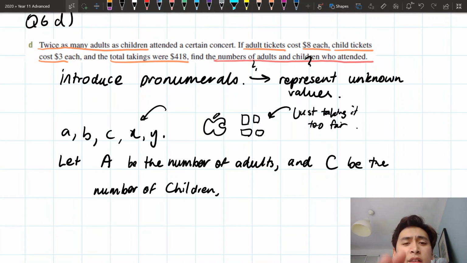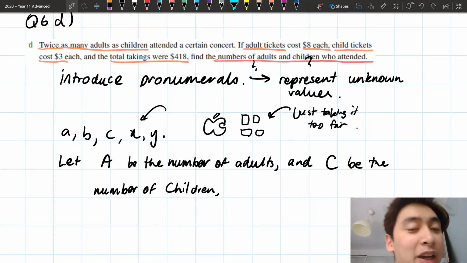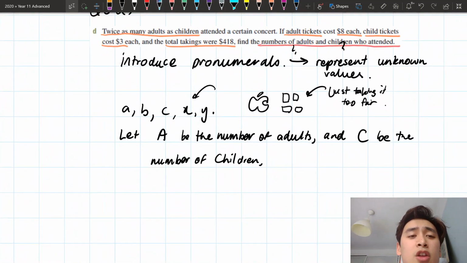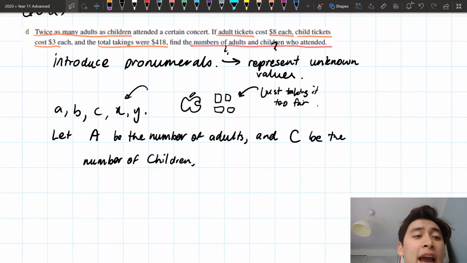Now, if this is in the section on simultaneous equations, that's a big hint that you're going to end up using simultaneous equations. Wink, wink. Now, let's start from the top. First part we read through: twice as many adults as children attended the concert. Okay, so what does that tell me? Well, twice as many adults as children attended the concert.